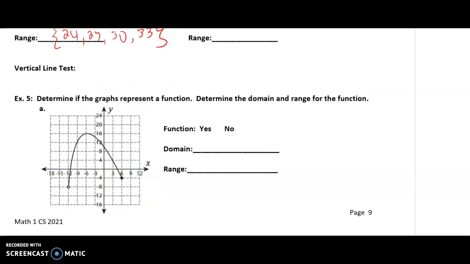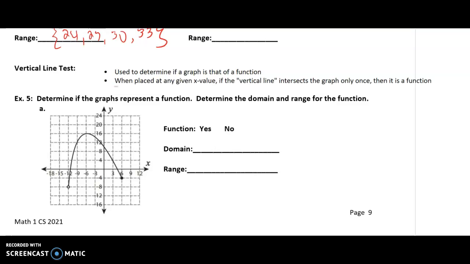Now let's move on to the vertical line test. A vertical line test is used to see if a graph is that of a function. When placed at any given x value, if the vertical line intersects the graph only once, then it is a function.